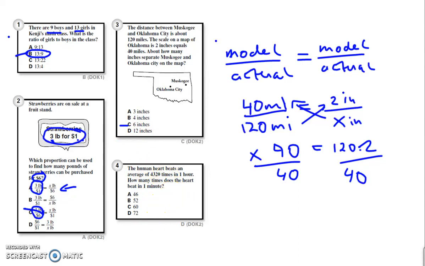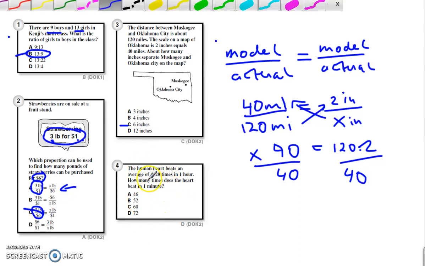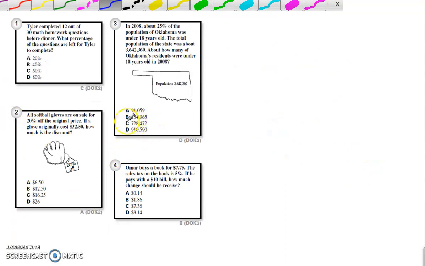Alright, and number 4, if it beats that many times in 1 hour, how many times in 1 minute? Well, there's 60 minutes in 1 hour, so divide that by 60, you get D, 72. Alright, 12 out of 30 math questions were completed, which means he has 18 left. That's a little bit more than half. If you do 18 divided by 30, that's how you would get it. Part to whole is C.